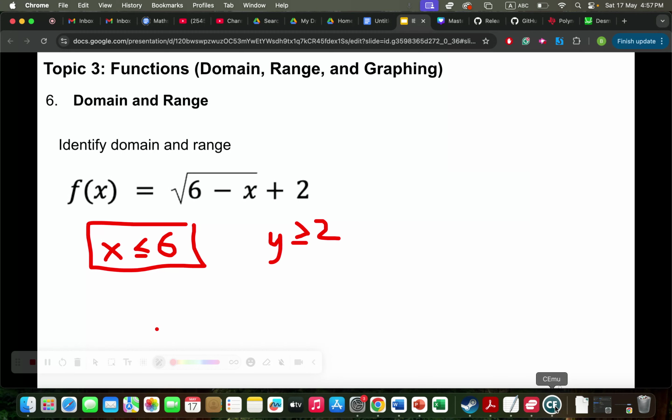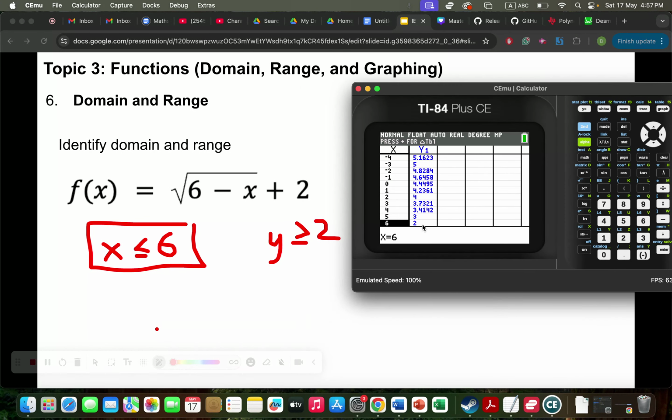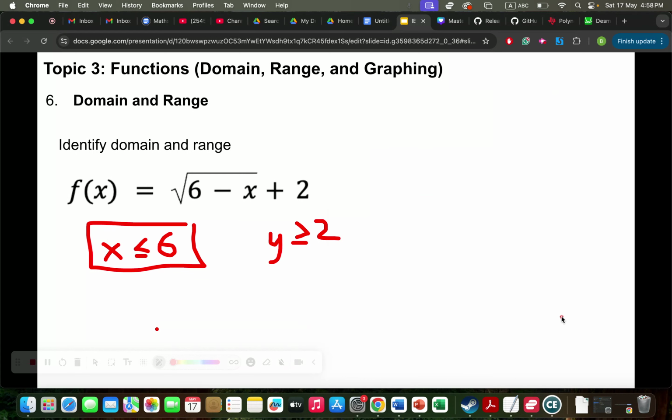All right, so the calculator can be extremely useful because you could basically visualize the graph, and you should be able to write the domain and range by using inequalities as well. Okay, all right, so hopefully this helps for domain and range. Let's move on to the next question.